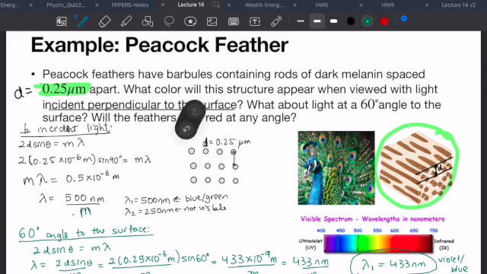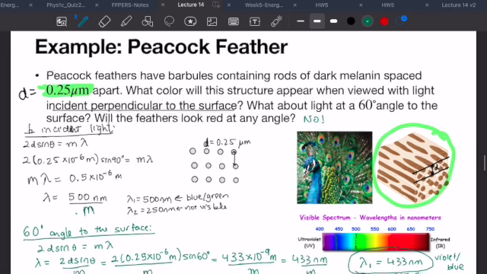So to answer the last part of the question, will the feathers ever look red? Meaning, will we ever see constructive interference for wavelengths in this range? Well, looking at our expression for lambda, no matter what angle we look at, the maximum value that we get for sine theta is 1, which is what we got at 90 degrees. So when theta is 90 degrees, that's the largest wavelength we're going to see, and it's on the order of 433 nanometers, which is much smaller than the range of light that would show you a red color. So will the feathers look red at any angle? No, they will not look red.